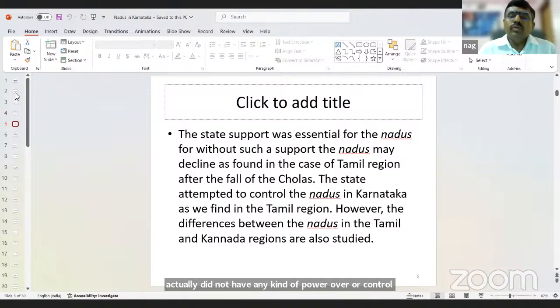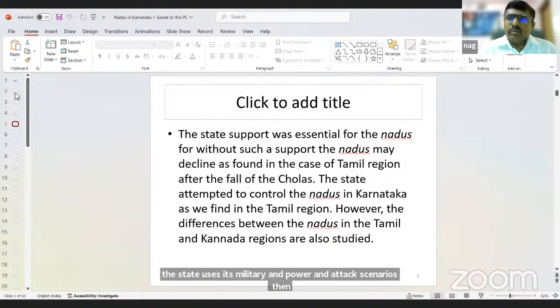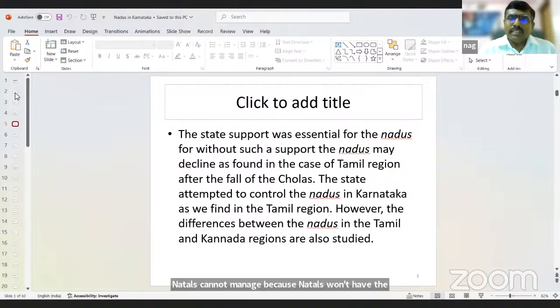Now, we find that you talk about Nadus as autonomous institutions. Does it mean that Nadus can survive without support of the state? No. The state support was essential for the Nadus, because without state support, the Nadus may decline. If the state uses its military and power and attacks the Nadus, then Nadus cannot manage, because Nadus won't have the particular capacity to withstand this attack by the state. So this is very important.